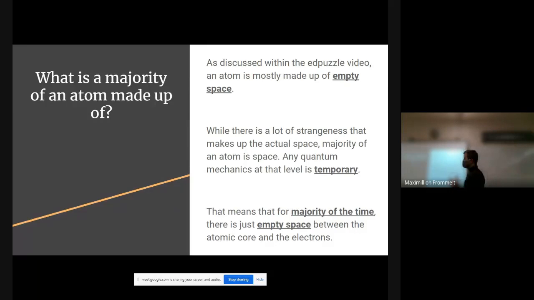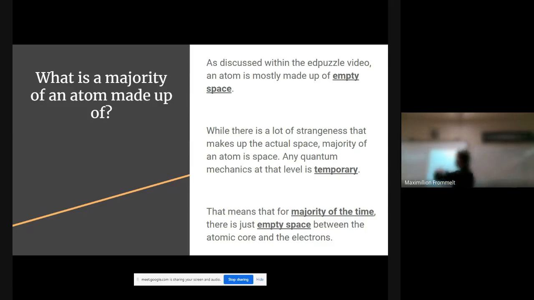In the video, this was talking about the Edpuzzle, where it talked about that kind of strange quantum zone. The reason that the majority of the atom is not made up of any quantum material or anything like that is because, as a small inference into quantum mechanics, everything in quantum mechanics is tied to time, and so it can be temporary. It's not always there. Sometimes it is, sometimes it's only there for a certain amount of time.